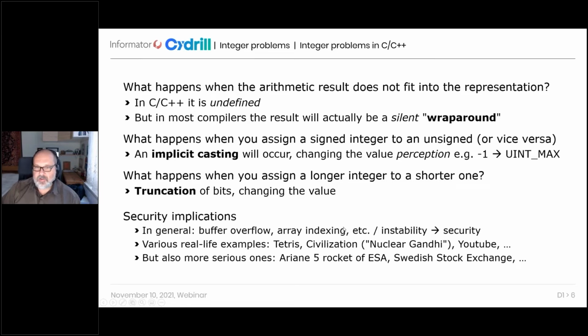Similar problems can arise from array over-indexing or under-indexing, which all cause instability problems in your code. And whenever instability is there, a security problem is there. This is just the generalization of the idea that I gave you before, like how integer overflow can lead to basically arbitrary code execution. There are various real life examples.